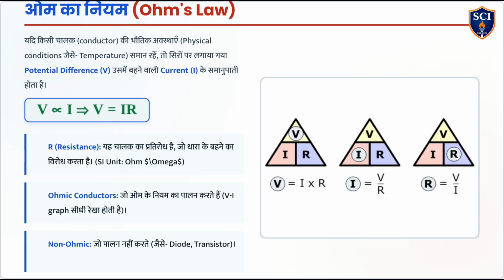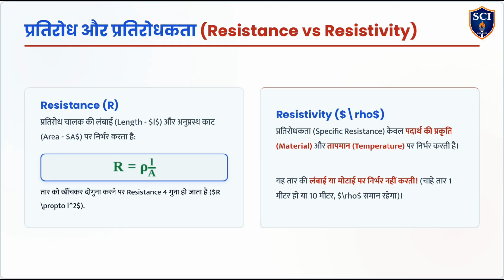Ohm's law states that if the physical conditions like temperature remain constant, the potential difference is directly proportional to the current flowing through a conductor, giving us V equals IR. Resistance depends on the length and cross-sectional area of the conductor, while resistivity depends only on the nature of the material and temperature, not on the conductor's dimensions.